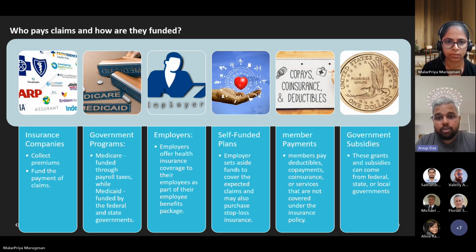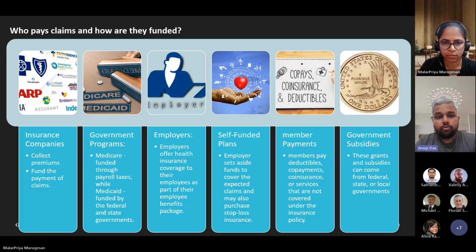The last one is government grants and subsidies, the last channel. In this case, the subsidies or grants that have been provided to support healthcare services and cover the cost of claims, and generally these come from federal, state, or local governments in the US healthcare system.